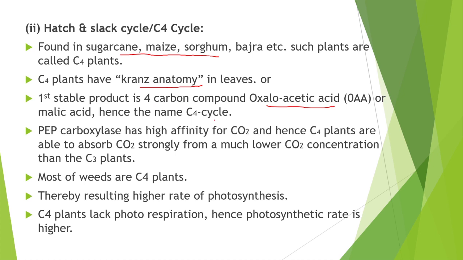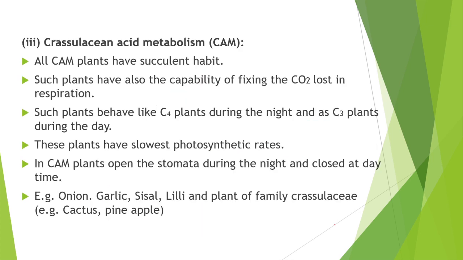The PEP carboxylase enzyme has high affinity for carbon dioxide and hence C4 plants are able to absorb carbon dioxide strongly from a much lower carbon dioxide concentration than the C3 plants. Most of the weeds belong to C4 plants. These C4 plants have a higher rate of photosynthesis and they lack photorespiration. This C4 cycle takes place in the bundle sheath and the mesophyll cells of the chloroplast. Here the C3 cycle occurs in bundle sheath cells.